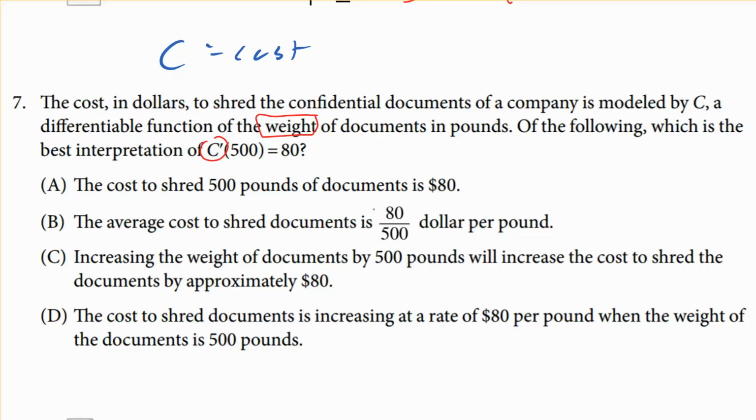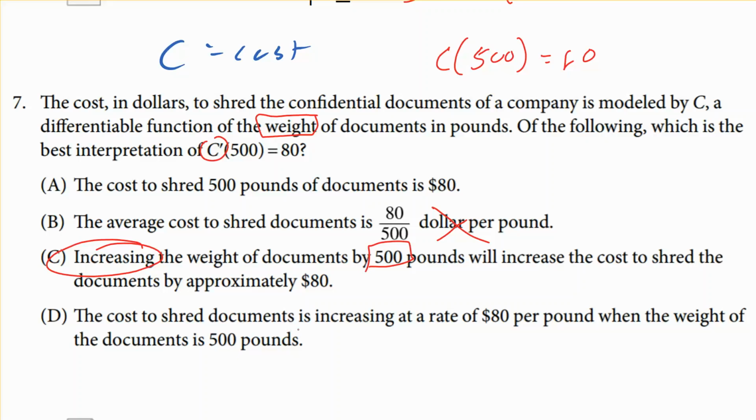So the cost to shred 500 pounds is $80. I would say C of 500 equals 80 would be the cost to shred, because that's just the weight. The average cost is 80 divided by 500. Definitely not that. Increasing the weight of the documents by 500 pounds will increase the cost to shred. No, I would say we're not increasing. I'd say we're at 500. So I mean, this one seems pretty cut and dry.